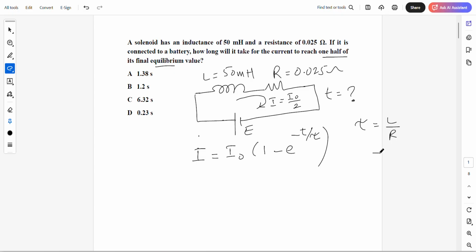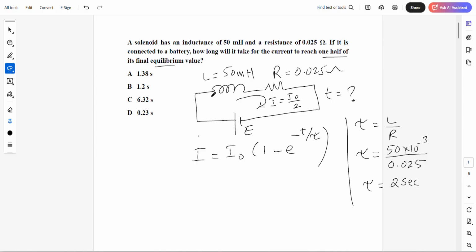L is 50 millihenry, that is 50 into 10 to the power of minus 3, divided by R, which is 0.025. So tau is equal to 50 by 25, which is 2 seconds. The time constant is 2 seconds.